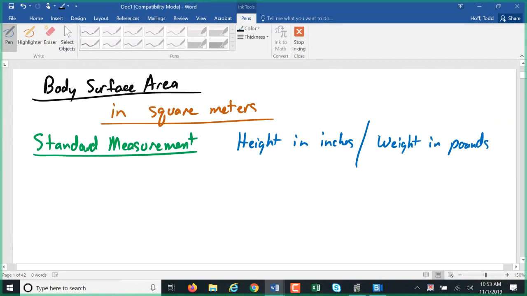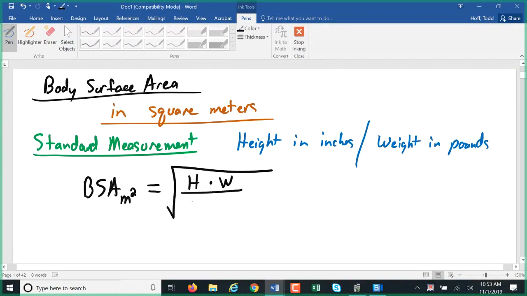The formula: body surface area in meters squared is square root of height times weight over 3,131. 3,131 is just a constant that was developed based on the units for height and weight, and then to get it to the appropriate body surface area.